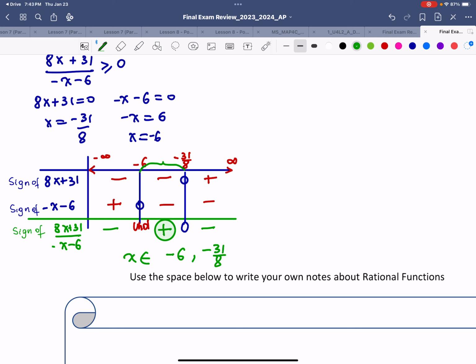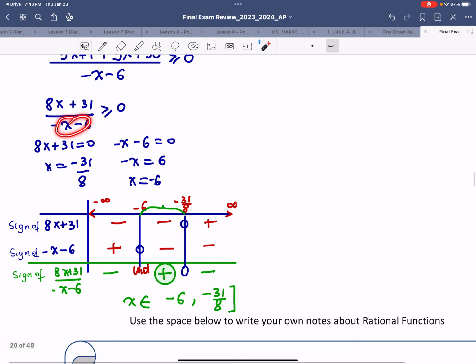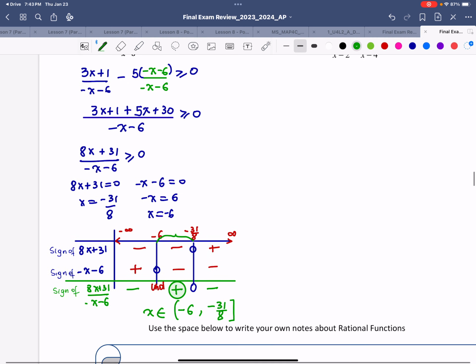Now the next question becomes, how about 0? Because as you can see here, we have greater than or equal to 0. So the entire expression can be 0 at -31/8, which means that we are going to include this number in the solution, and the way we do it is by putting square brackets around it to indicate that this is included in the solution of the inequality. Whereas -6, even though we want zeros, that's not the right 0. This is a 0 denominator. That's a restriction, and that's why we have to exclude it. And this will be the solution to this inequality.